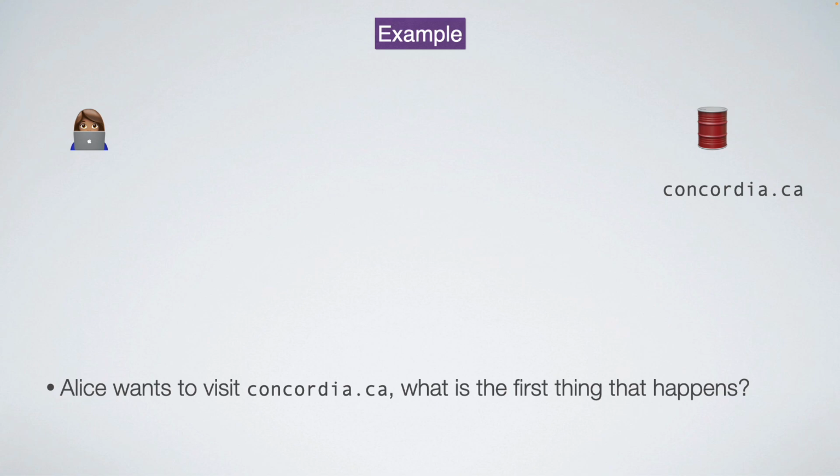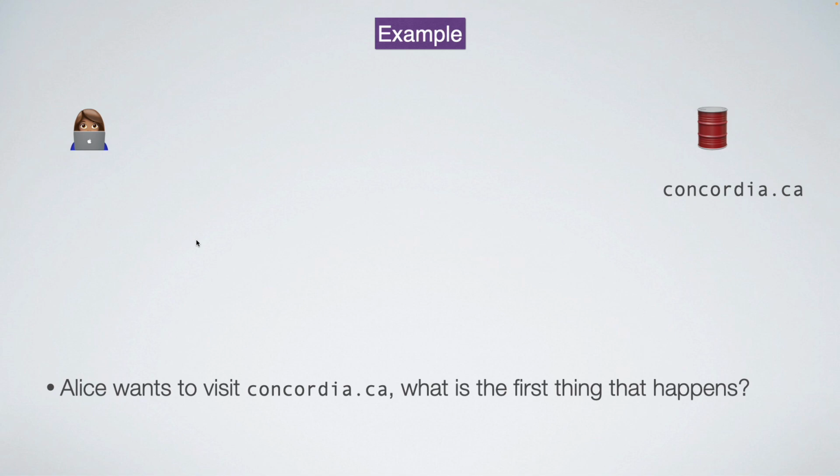Okay, so let's walk through an example. Let's say I'm Alice and I want to go to concordia.ca. How do I get to concordia.ca? What's the very first thing that I do? So I type concordia.ca into my browser. I press the enter key. What's the first network packet that goes out on the internet, and where is it going to?